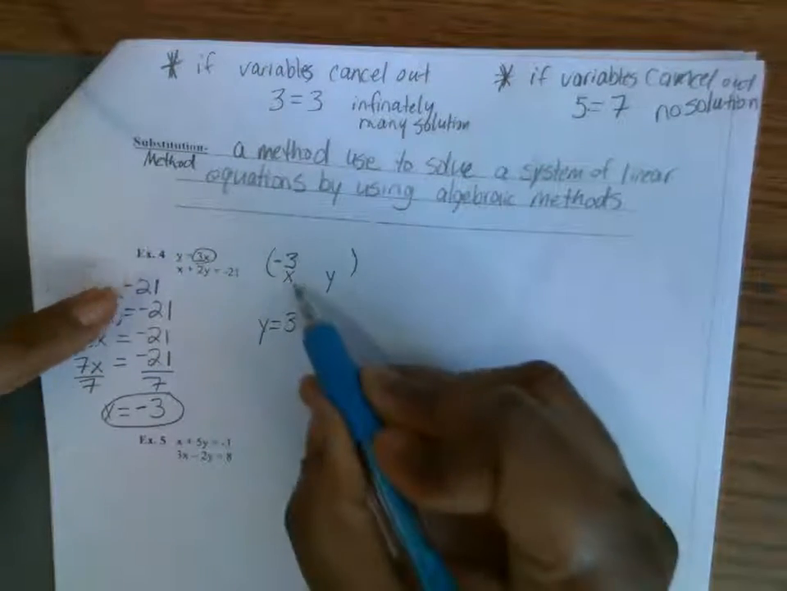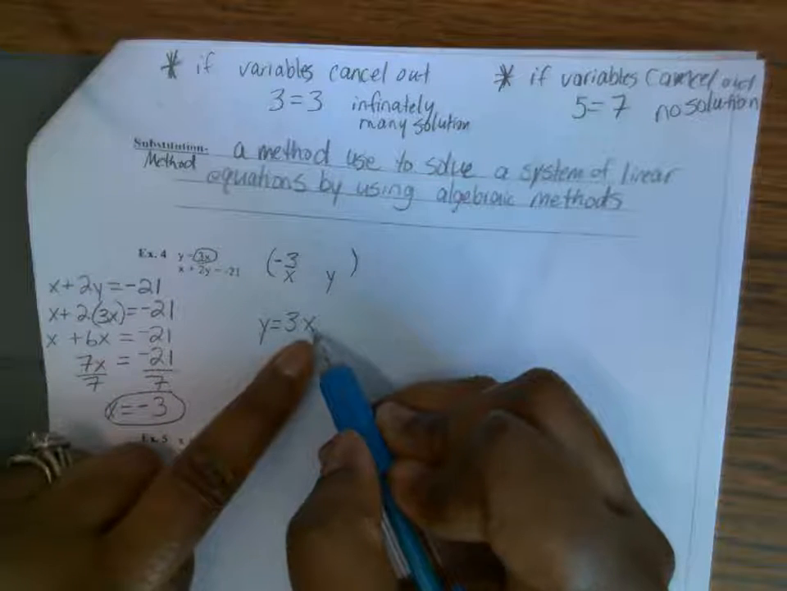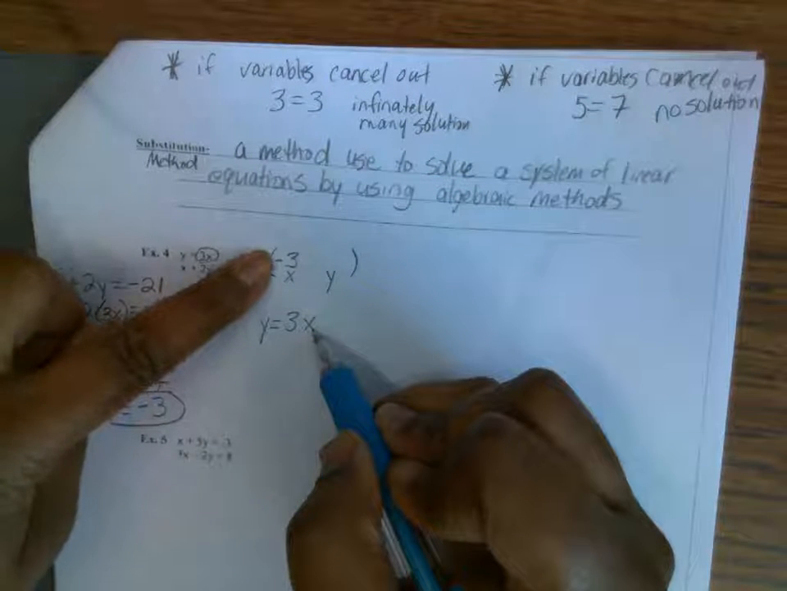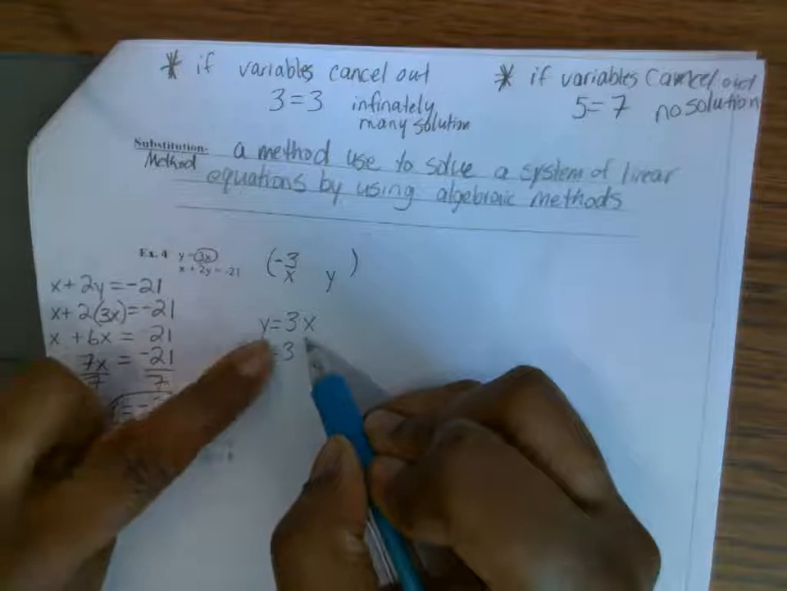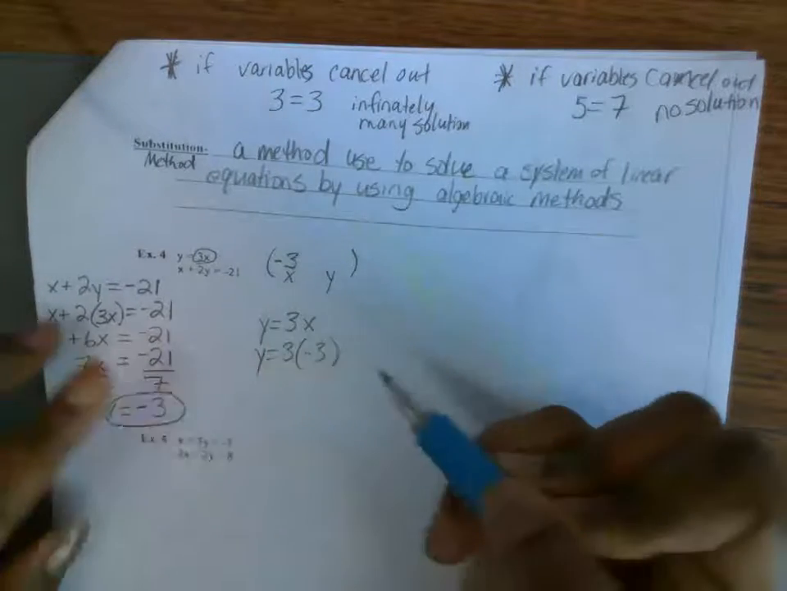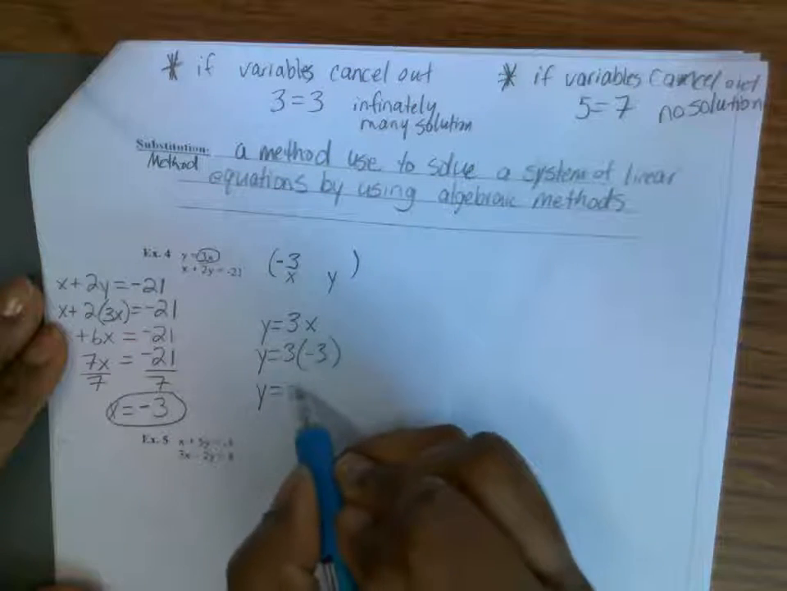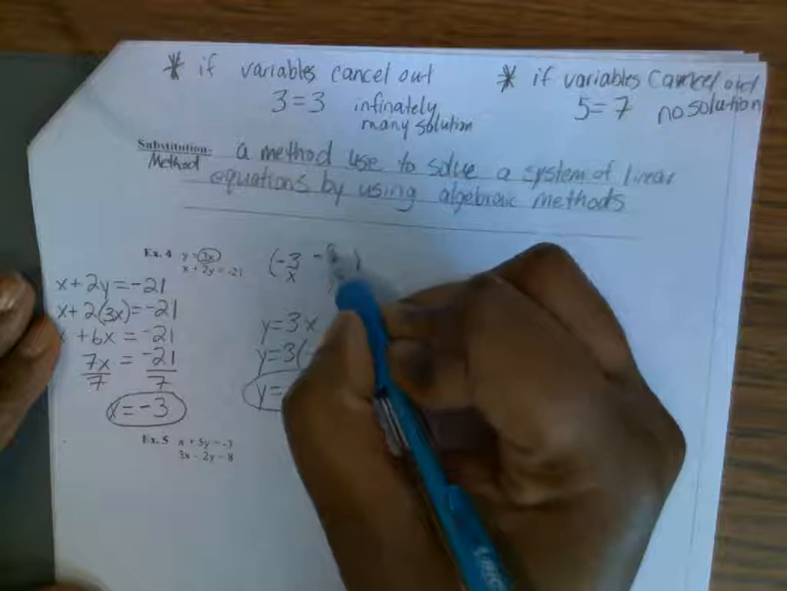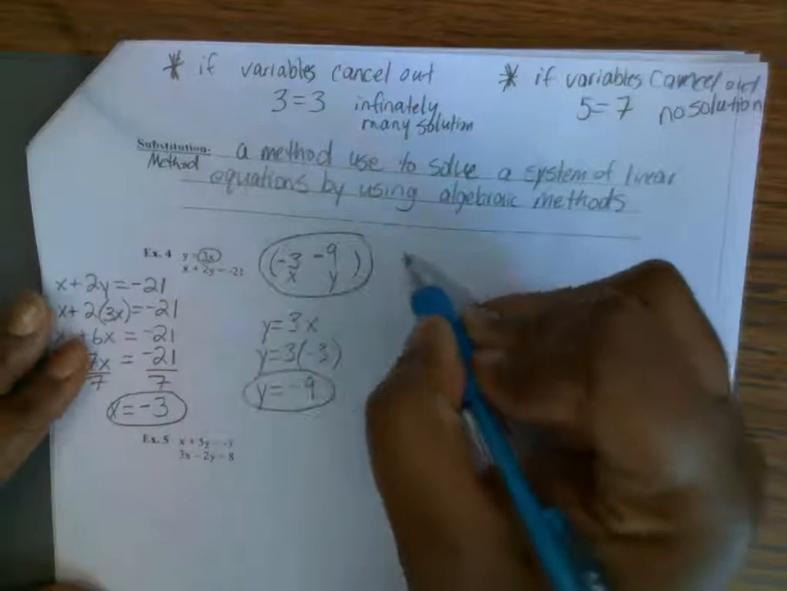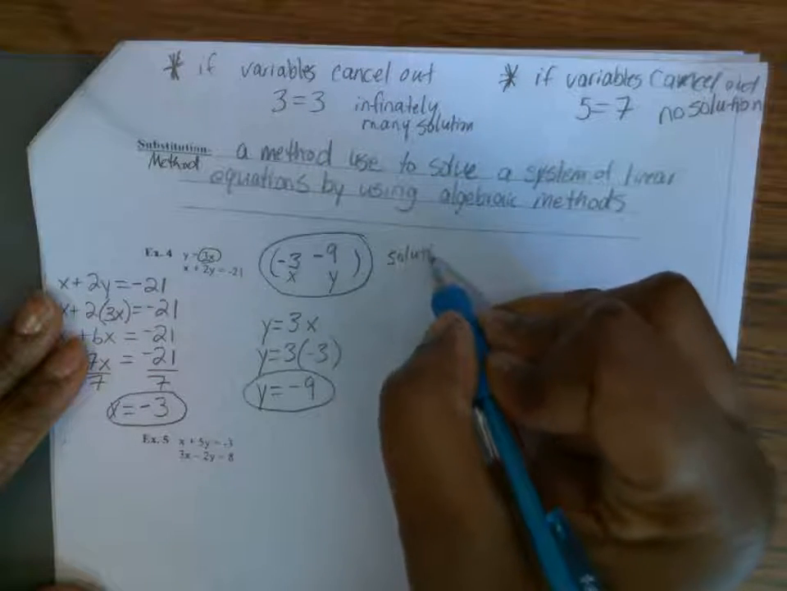So now, since I know what x is, I'm going to replace x with what it is, which is negative 3. So I have y is equal to 3 times negative 3. This gives me a negative 9. So my y coordinate is negative 9. This is going to be my solution.